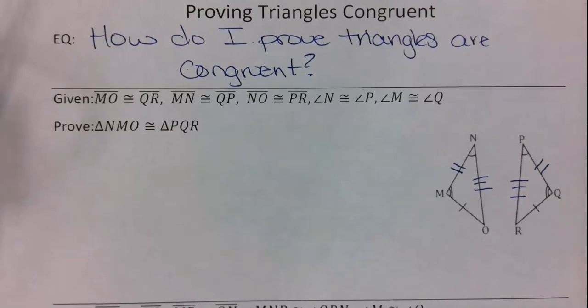And then it says angle N is congruent to angle P, and angle M is congruent to angle Q. So those are all labeled. So I am going to start off by writing all my givens.